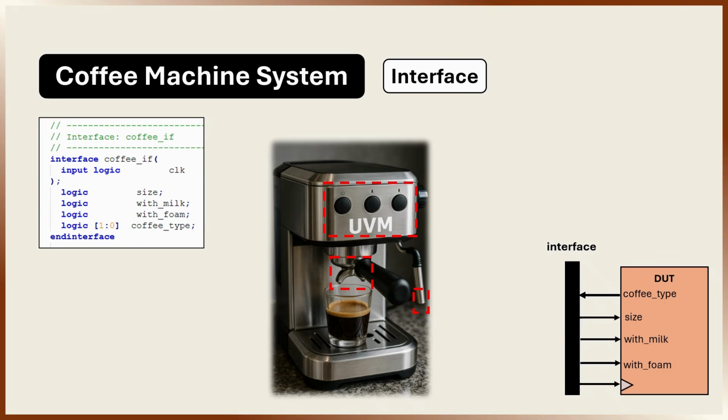In our example, we create an interface called coffee_if. It receives the clock input, keeping everything synchronized. Inside the interface, we list all the signals the DUT expects: the size input, where 0 represents small and 1 represents large; the with milk signal, the with foam signal; and finally the coffee_type output, which tells us whether the machine made an espresso, a latte, a cappuccino, or none.